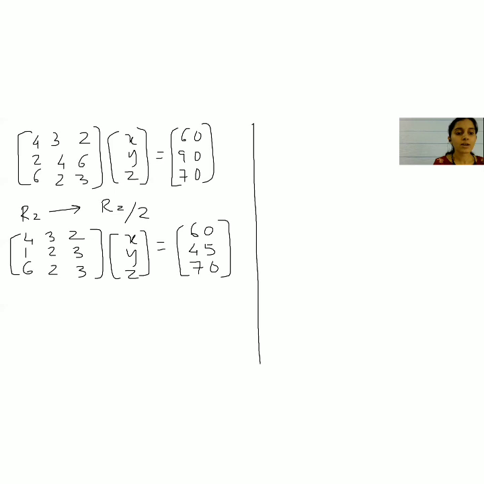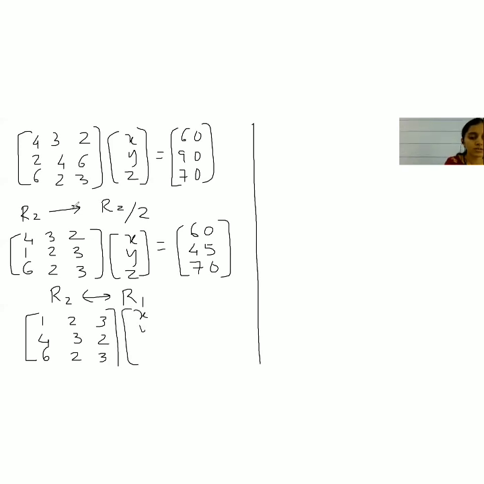Then I'm going to swap the first and second row. So R2 swaps with R1. So 1, 2, 3, 4, 3, 2, and we have 6, 2 and 3, x, y, z. And we have swapping over here as well. So 45, 60 and 70.